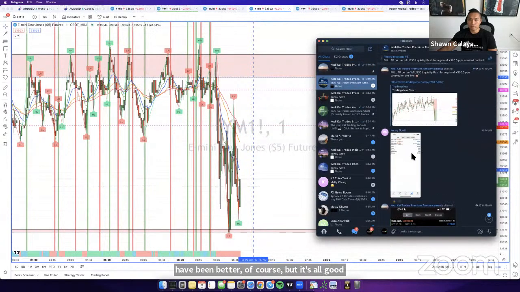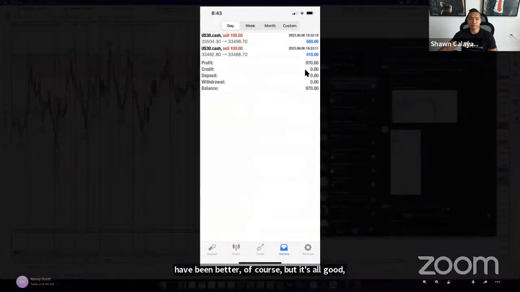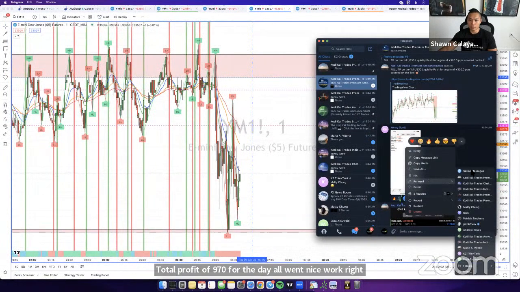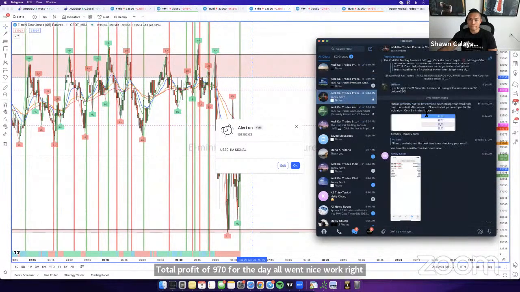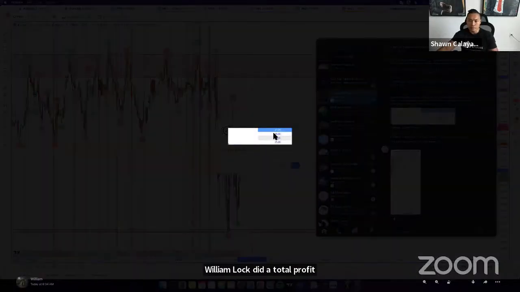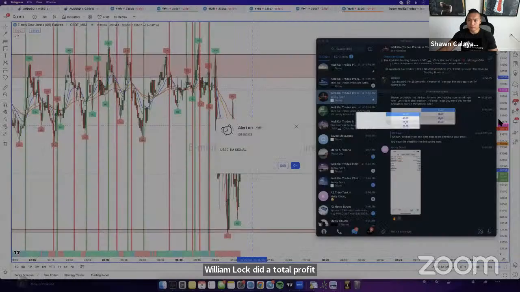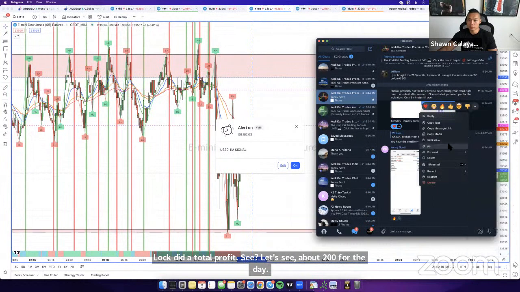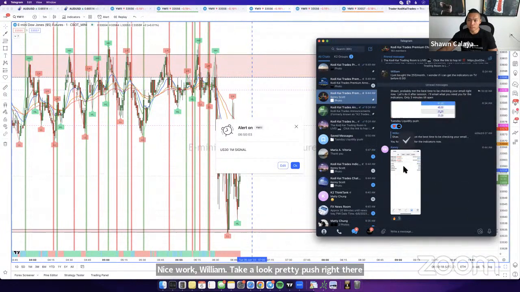Let's see, we've got Kenny over here, total profit of 970 for the day, all wins. Nice work right there, Kenny. Took the liquidity push and the follow-up. We've got William over here. William locked in a total profit of, let's see, about 200 for the day. Nice work, William. Took the liquidity push right there. Solid profits.